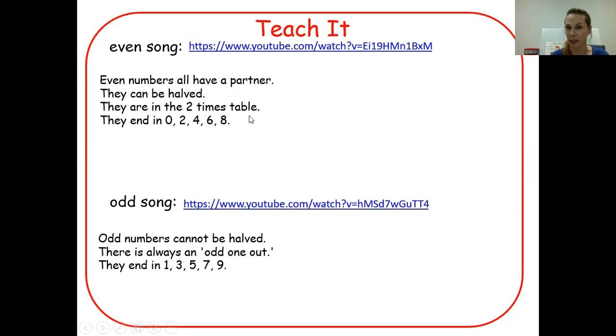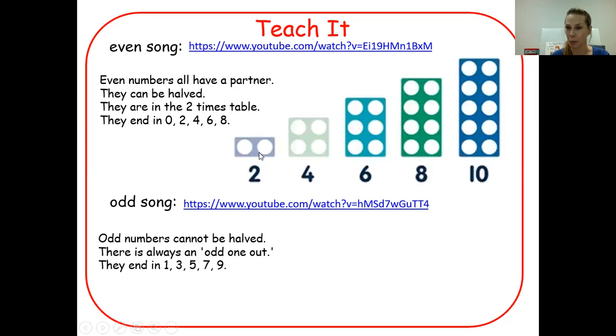So here's some information about even numbers. Even numbers, they all have a partner. They can be split in half exactly, so each side would be exactly the same, and they are all in the 2 times table. And even numbers end in 0, 2, 4, 6, or 8, no matter how big they are. So you could have 2006, and it's the last digit, that 6 at the end, that tells you whether that number is odd or even.